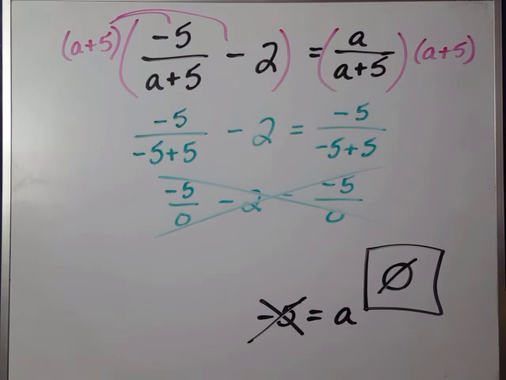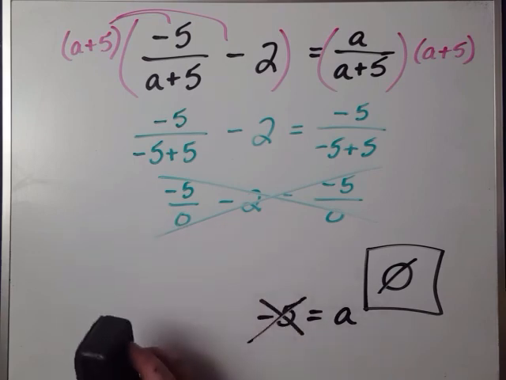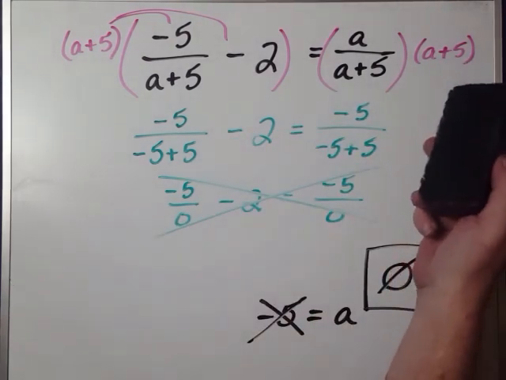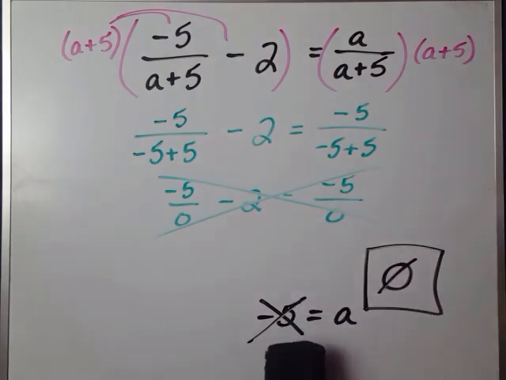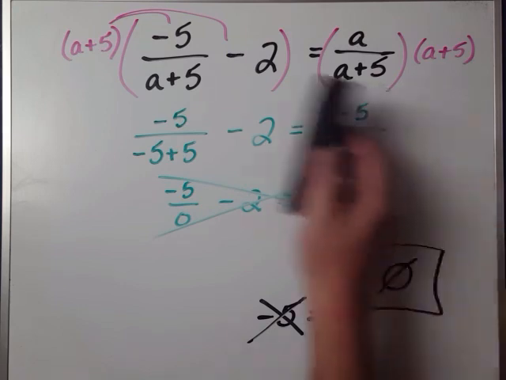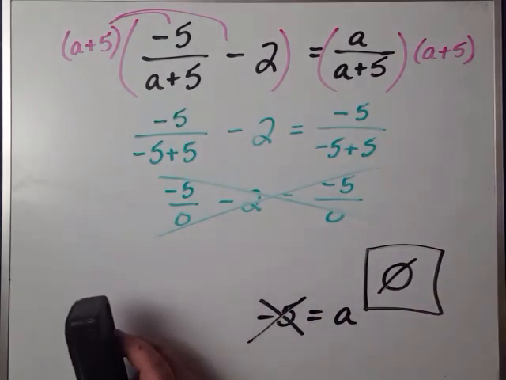Back in chapter 2, we were forbidden to multiply or divide both sides of an equation by an expression that contained a variable, because we weren't ready for it yet. Well, now we have to. And the cost of that is having to check our solutions to make sure that they remain viable, that they cause no denominator to be 0, that they cause no term to be undefined.